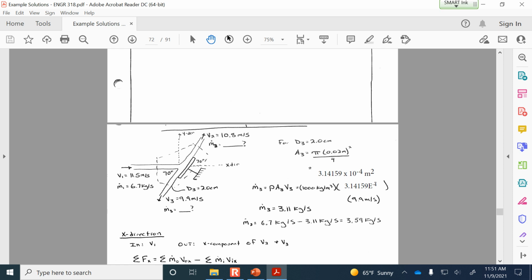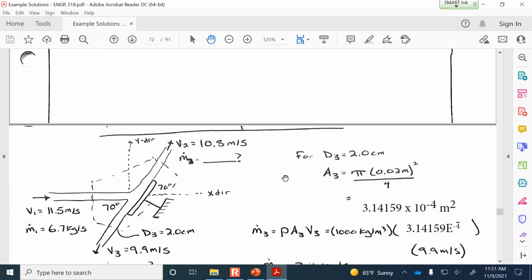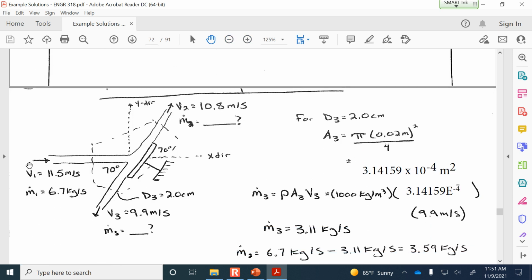Here it is. All right. So the water comes in at 11.5 meters per second and 6.7 kilograms per second. And then it's deflecting by this plate. Some of it goes down, some of it goes up. So what we know about what goes down is the diameter and the velocity. And then what we know about what goes up is just the velocity.